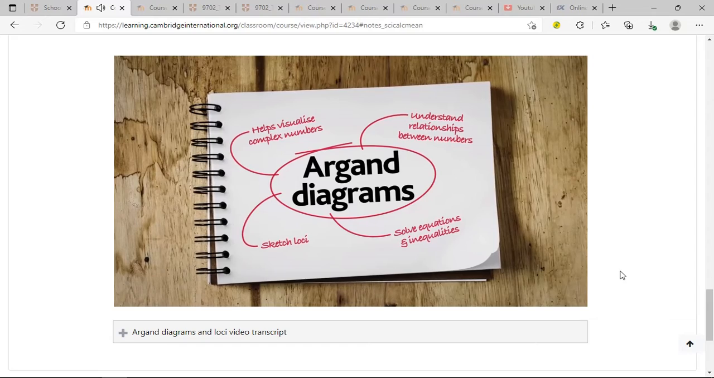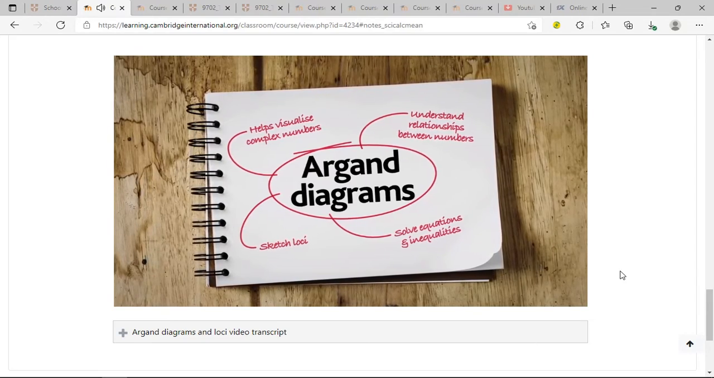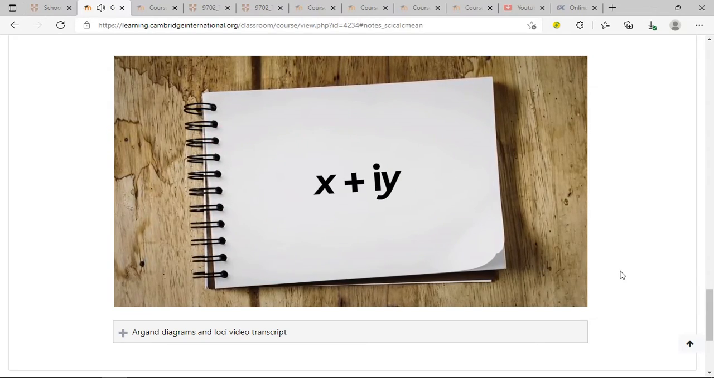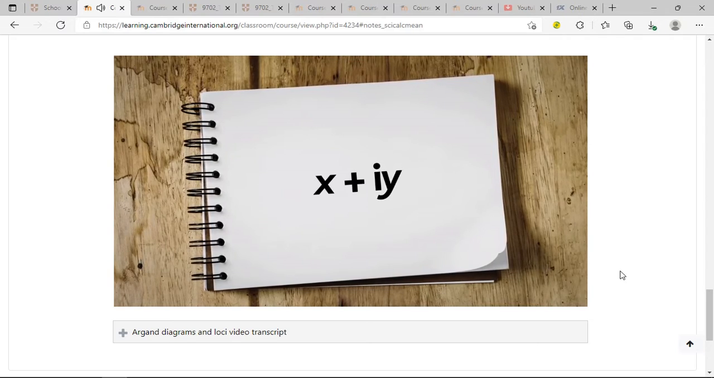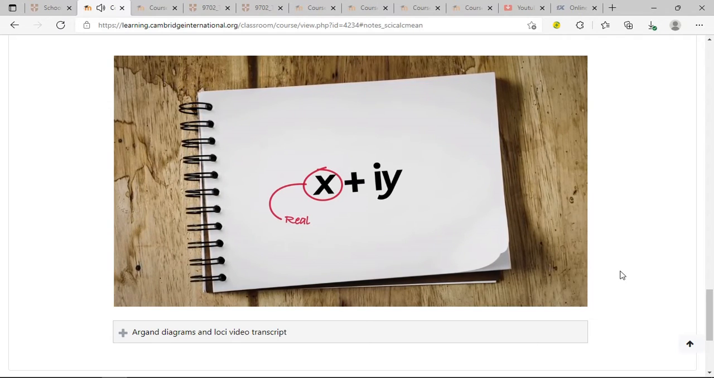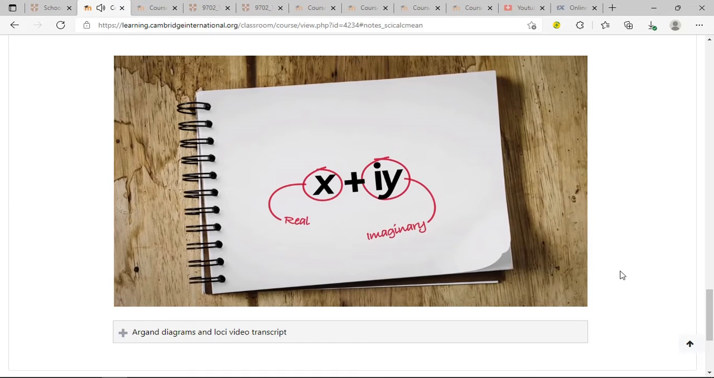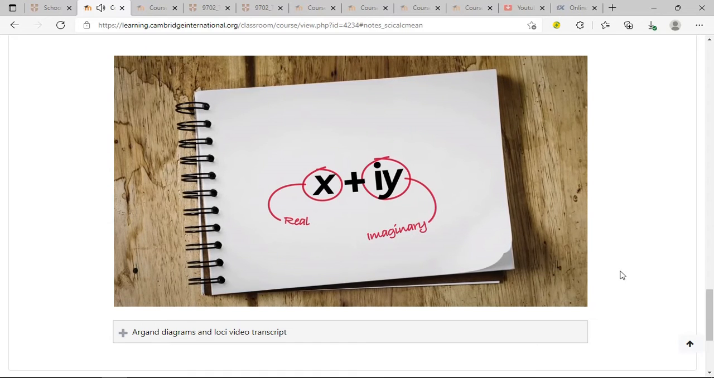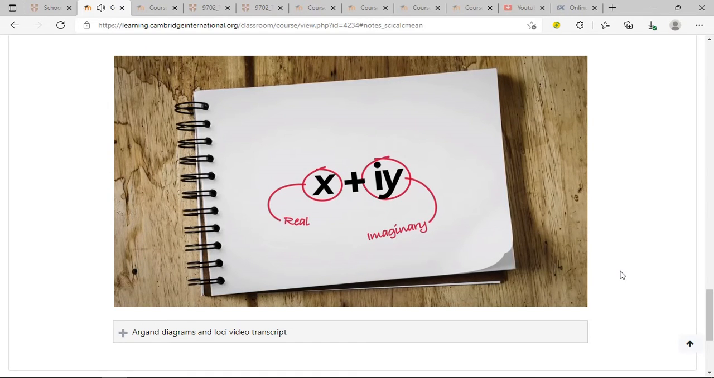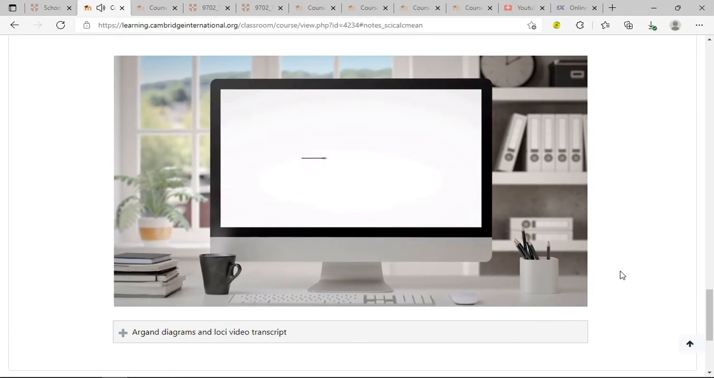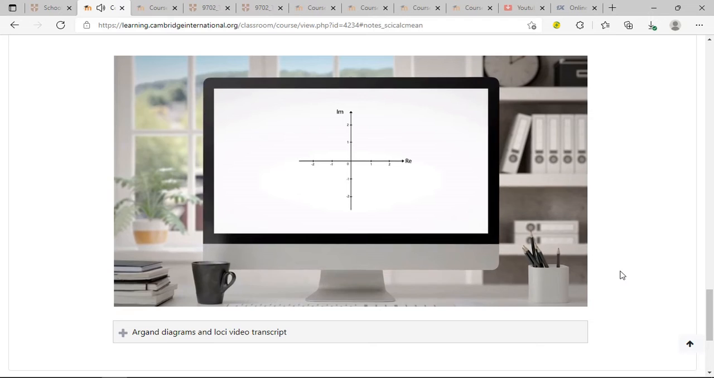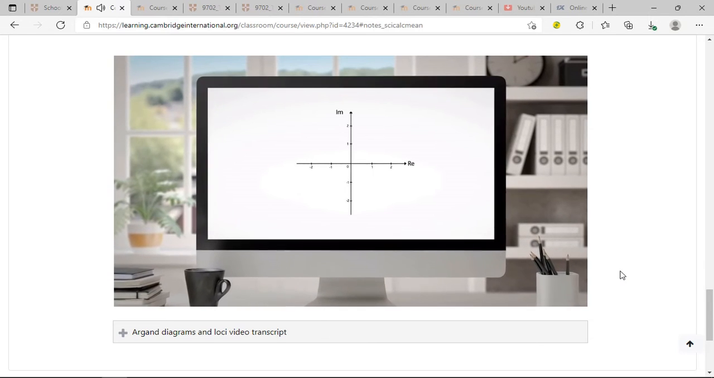We can write a complex number in several different ways. If we write it in the form x plus iy, it consists of two parts: a real part, x, and an imaginary part, y, which is the coefficient of i, the square root of -1. An Argand diagram consists of real and imaginary axes, with equal scales on both axes.